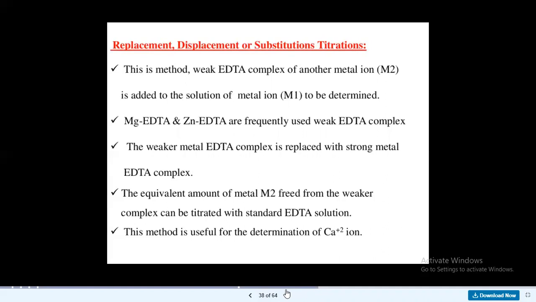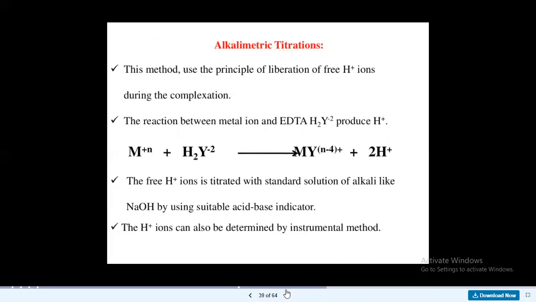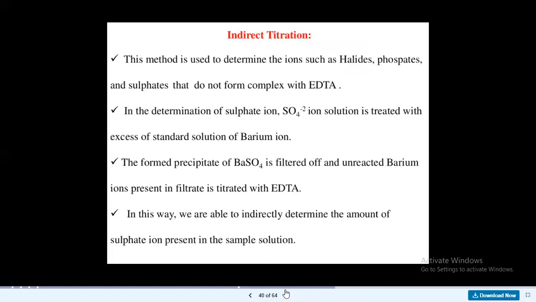If we use this one, इसे भी पढ़ेंगे. Alkalimetry, depending upon the hydrogen ion concentration throughout the reaction, we can also use this one. Indirect, this method determines the ions such as halide, phosphate, and sulfate that do not form complex with EDTA. Okay, ये indirect titration mostly हम इसलिए भी करते हैं क्या, जो directly form complex नहीं बना रहे.